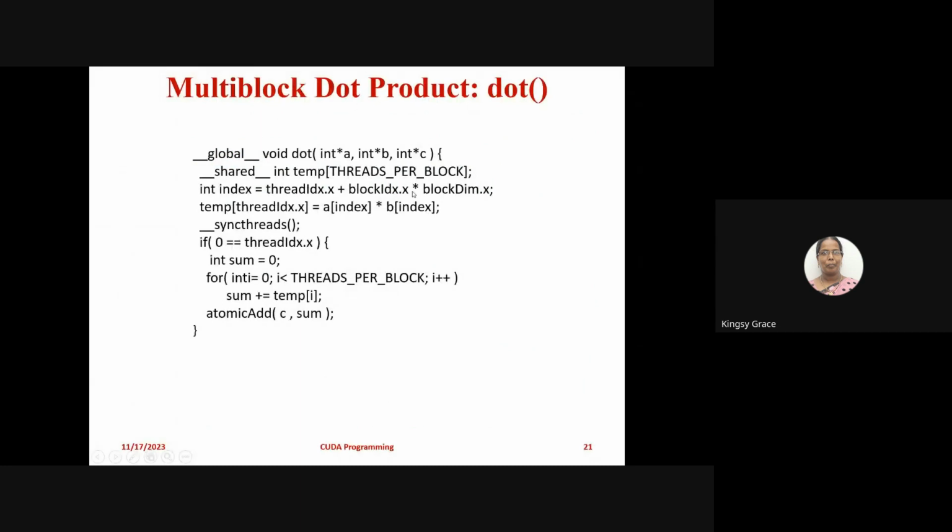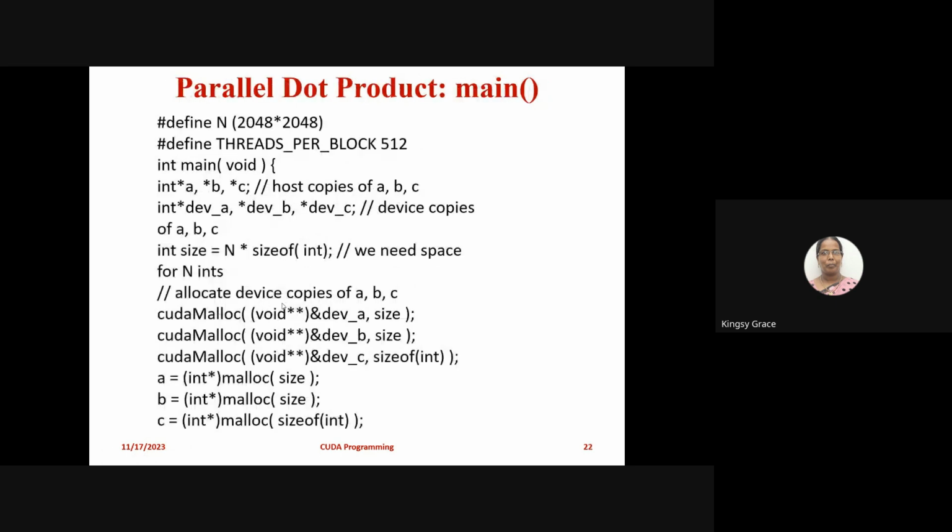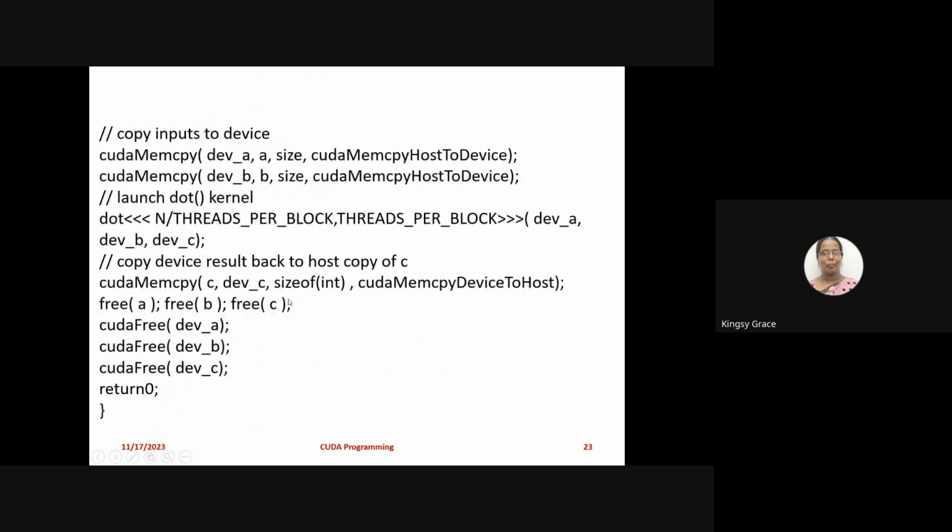So this is a multi-block dot product. I already told you that instead of simply summing up the values, you use atomic add, so it solves the problem of racing. Again, same thing: you are using a, b, c. I didn't get the input here, so you have to get the input, that is, copy the input to the device first.